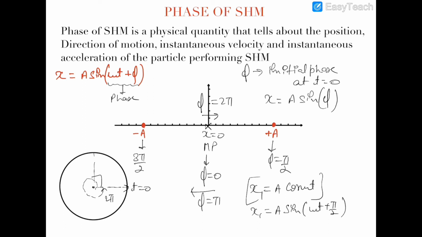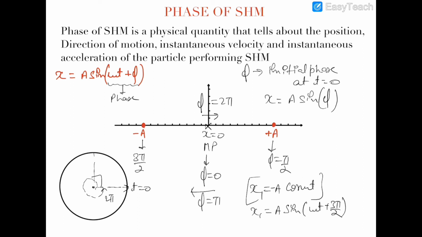Okay, so if the equation is written as x1 equal to a cos omega t, then the particle is situated at x equal to plus a initially. Now if the equation was written as x1 equal to minus a cos omega t, then minus a cos omega t can be written as a sin omega t plus 3 pi by 2, because sin of 3 pi by 2 plus theta comes in the fourth quadrant, and in the fourth quadrant sin theta is negative, so this is minus a cos omega t.